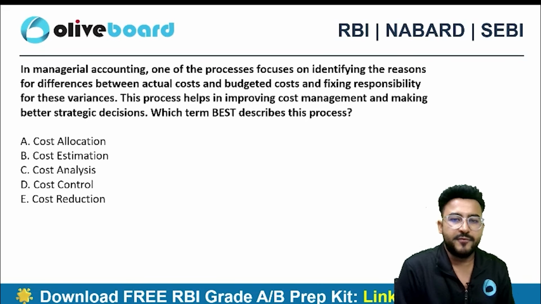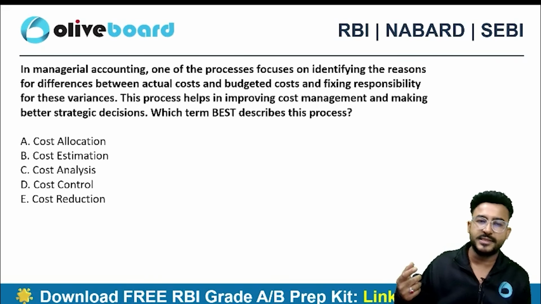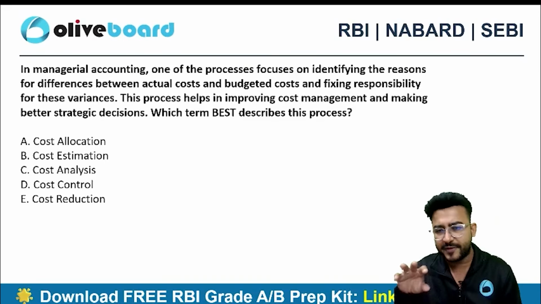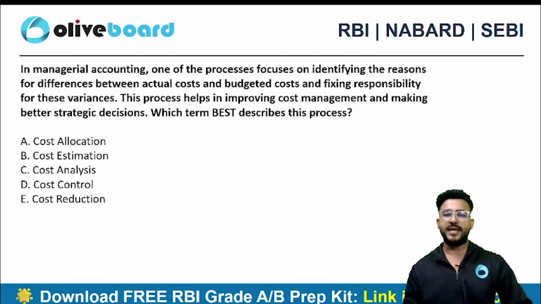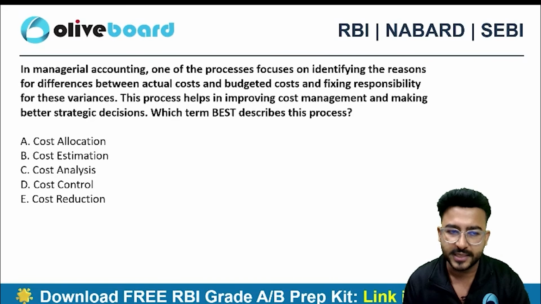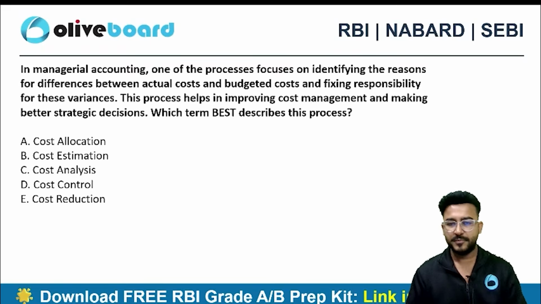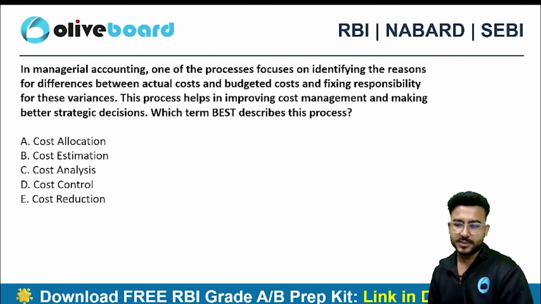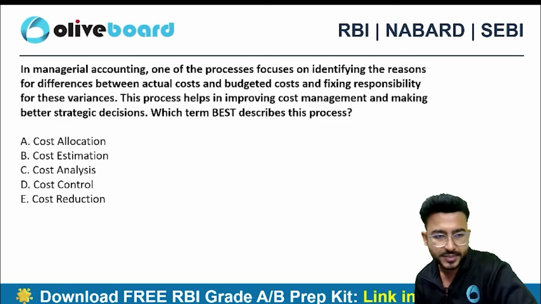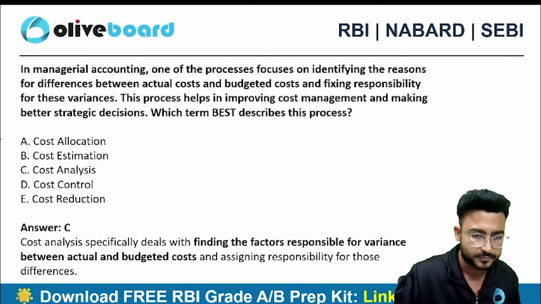First, what we are doing, we are focusing on identifying the reasons. Here we are identifying the reasons for differences between the actual cost and the budgeted cost. And then we are fixing responsibility for these kinds of variances. So this process helps in improving cost management and making better strategic decisions. Which is the best term to describe this process? I can see the majority of the answers are option C, which is cost analysis, and cost analysis is the correct term here.